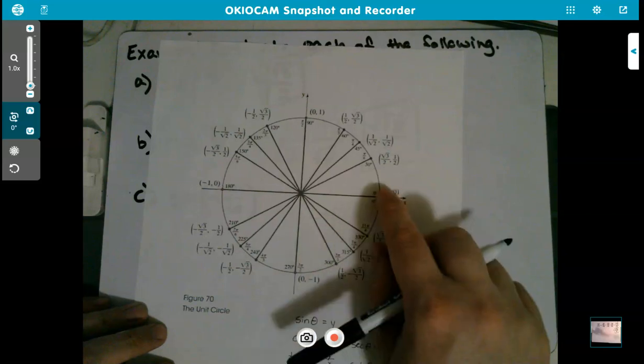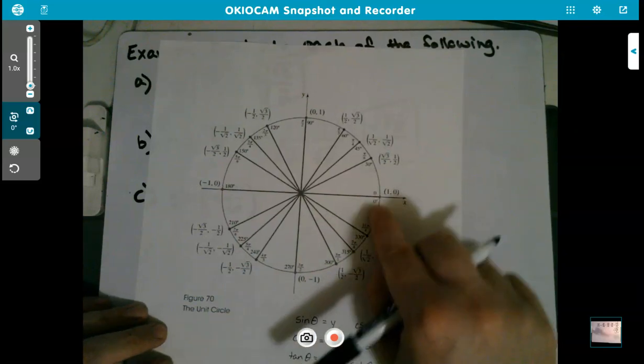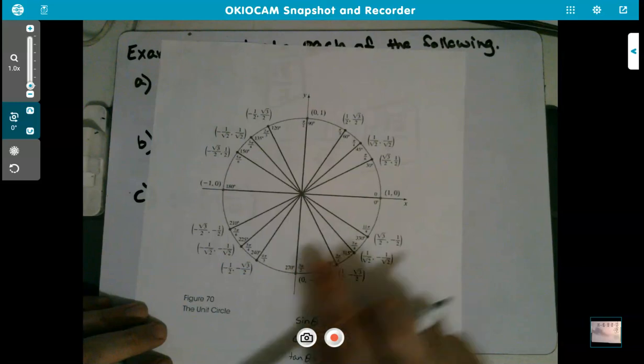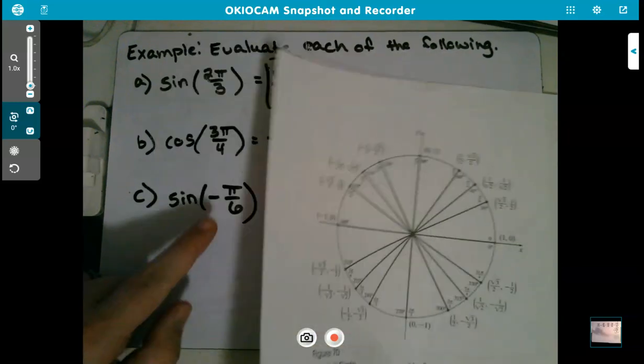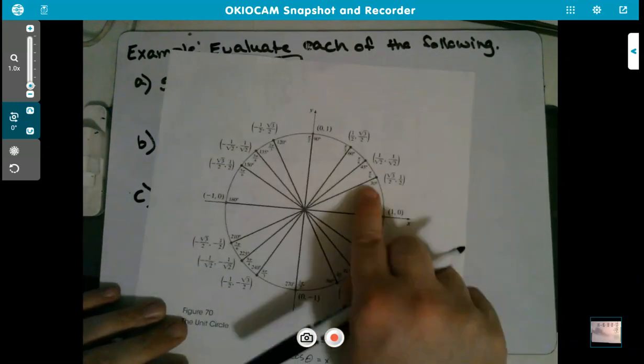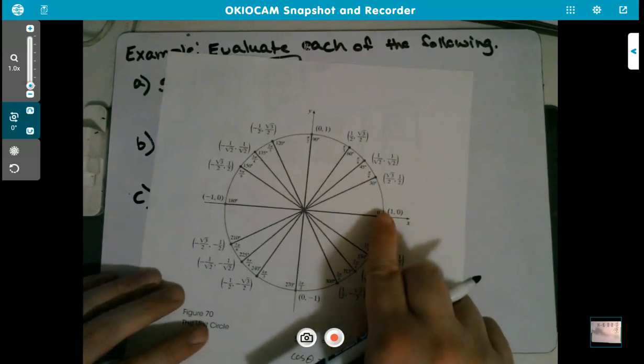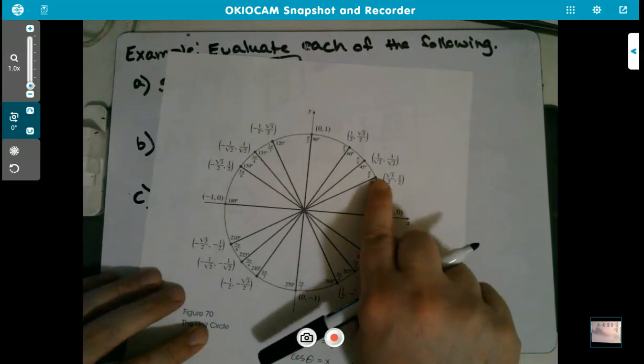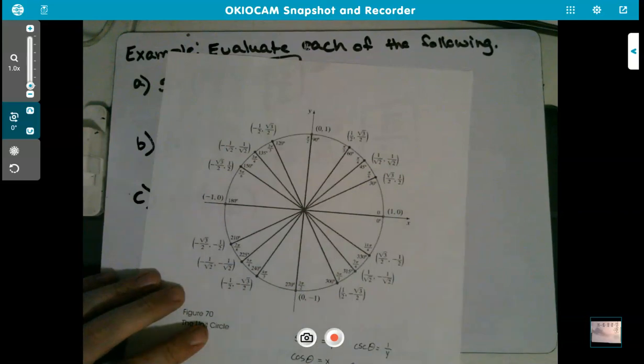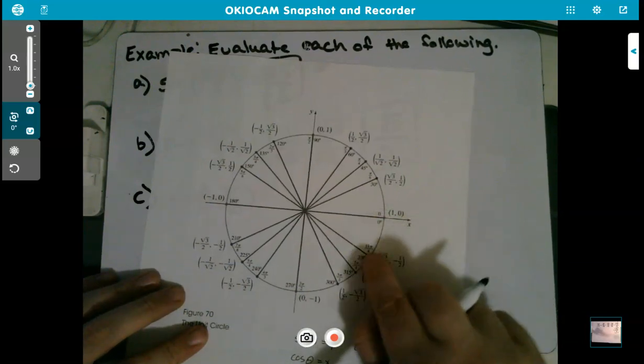Hang on, my screen froze. Let me show you that again. I'm going to go clockwise, okay? I'm going to go clockwise by pi over 6, okay? So pi over 6, normally I go counterclockwise and it's my first one, right? So since it's negative, I'm going to go clockwise to my first one.